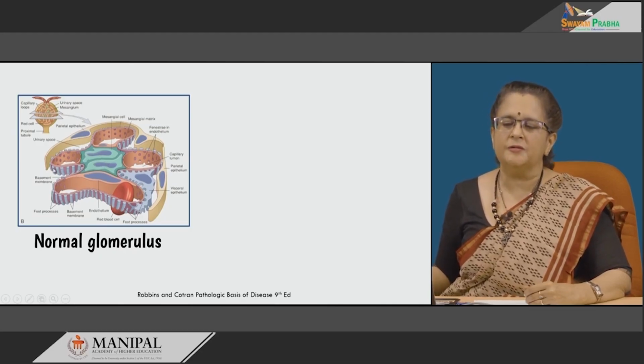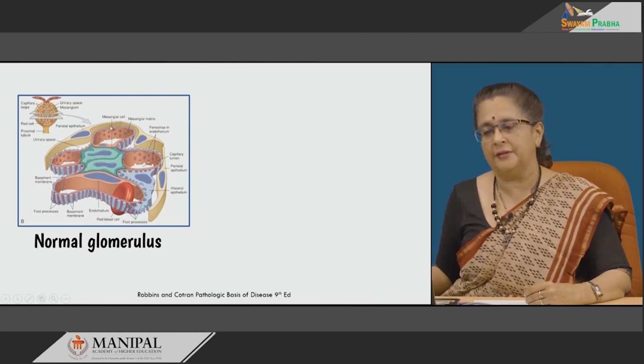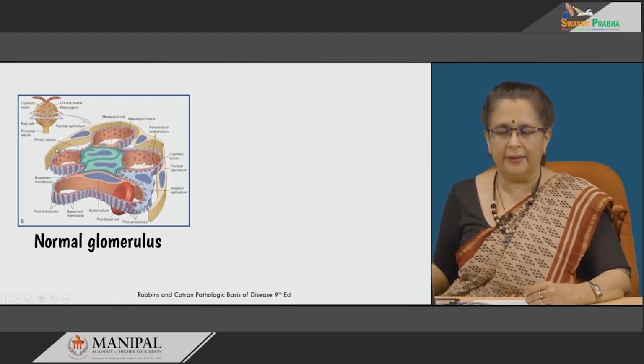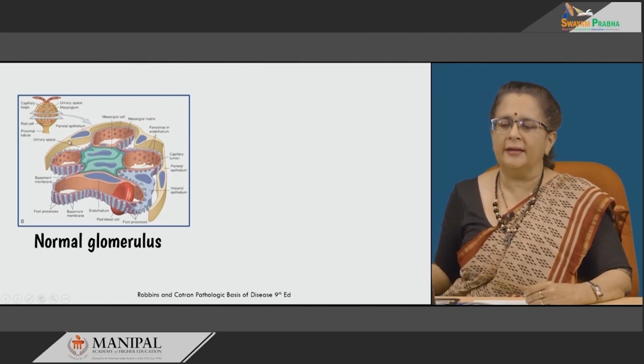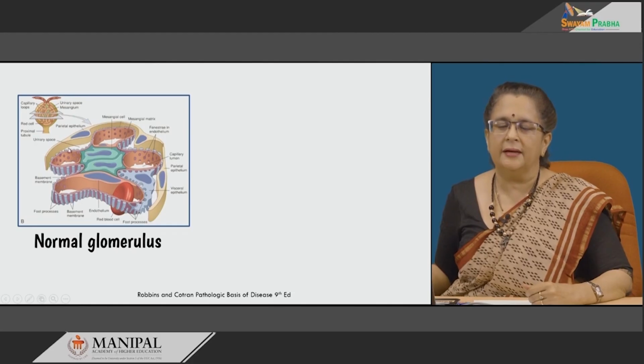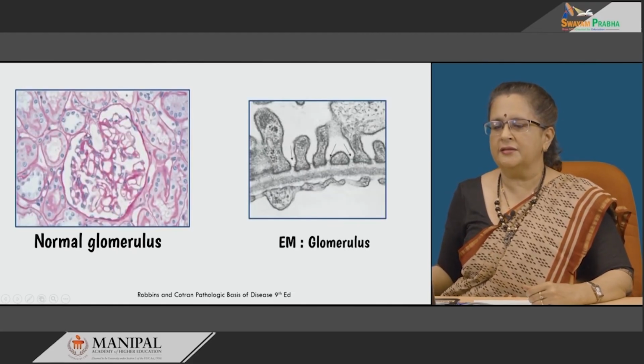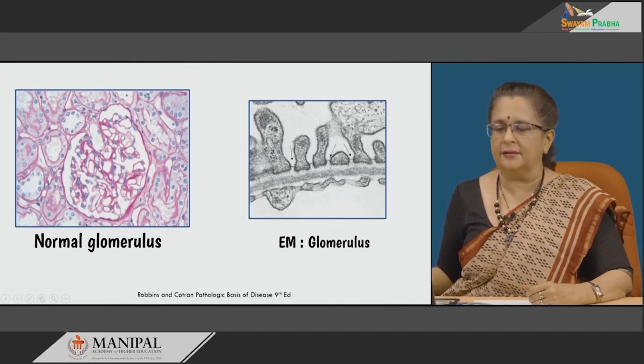The capillary loops are abutted by your foot processes of the visceral epithelium, and then the Bowman space is lined by the parietal epithelium. So, that is the Bowman's capsule that forms it, and between the parietal epithelium and the visceral epithelium lies the Bowman space, also known as the urinary space. So, this is how it looks under the microscope.